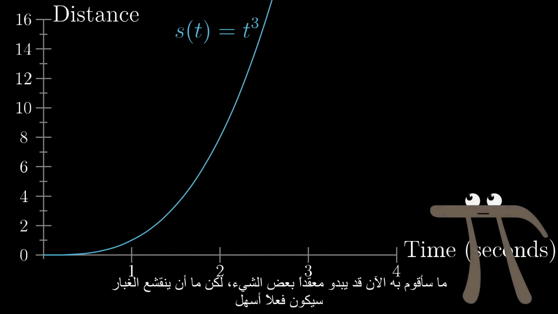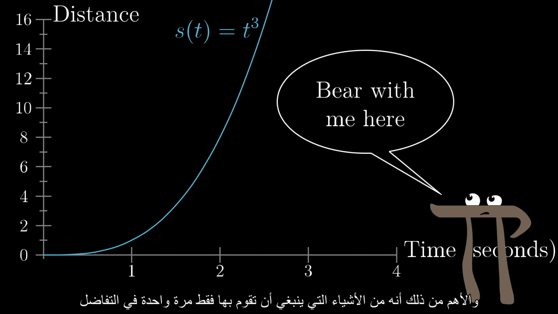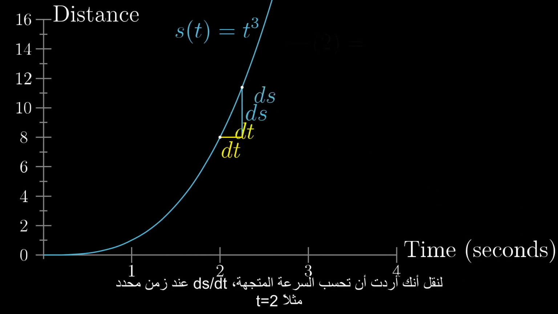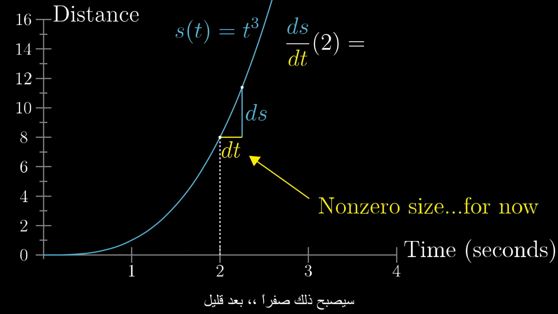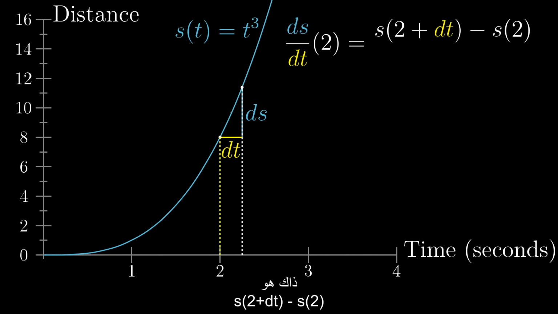Now what I'm about to do might seem somewhat complicated, but once the dust settles, it really is simpler. And more importantly, it's the kind of thing that you only ever have to do once in calculus. Let's say you wanted to compute the velocity, ds divided by dt, at some specific time, like t equals 2. And for right now, let's think of dt as having an actual size, some concrete nudge. We'll let it go to 0 in just a bit. The tiny change in distance between 2 seconds and 2 plus dt seconds, well, that's s of 2 plus dt minus s of 2. And we divide that by dt.